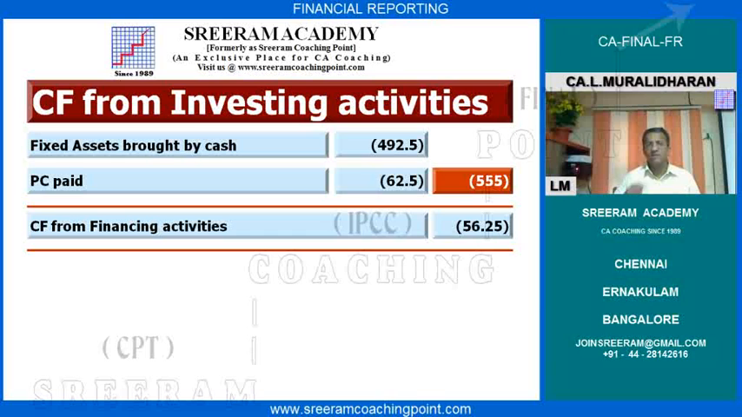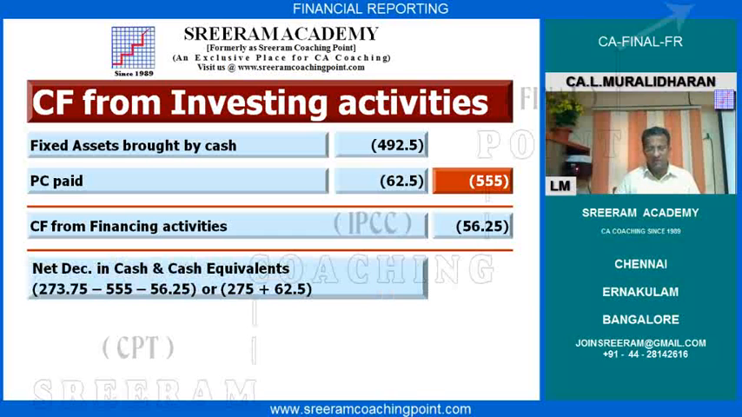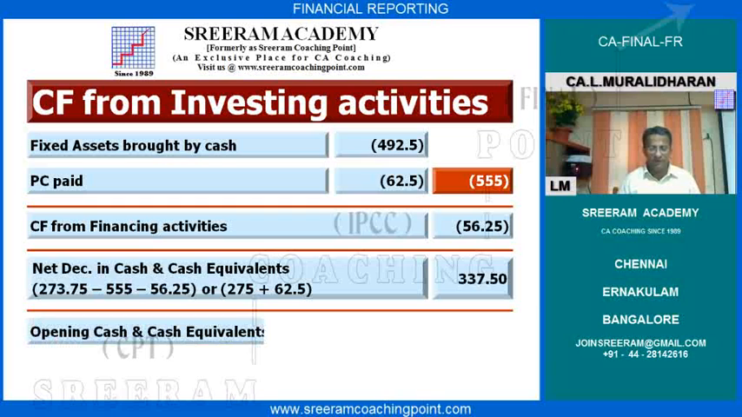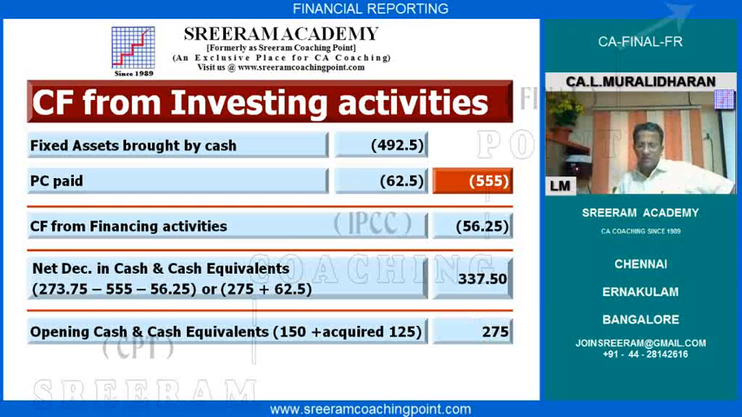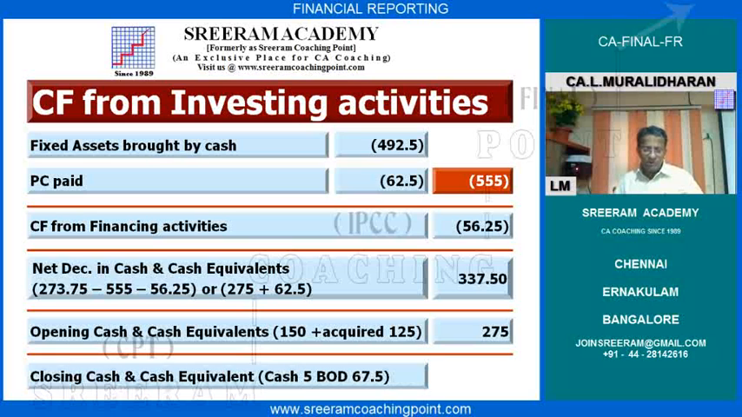Now, whatever we have seen for operating, investing and financing, if you sum up, what you get is a net decrease of 337.5. How? 273.75 minus 555 minus 56.25 comes to minus 337.5. So opening cash and cash equivalents: they had 150, upon acquisition they got 125, making 275. Understand that it was a net decrease. So from a 275 positive balance, there is a fall of 337.5. So 275 minus 337.5 should give you the closing balance. The closing balance was also arrived at by taking cash and bank overdraft, 62.5. And that is the end of the show as far as this problem is concerned.